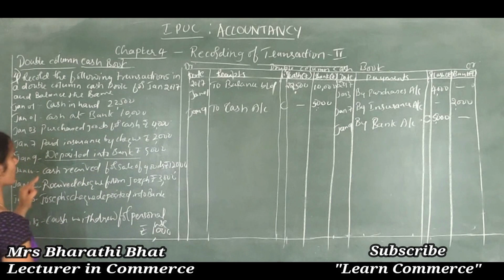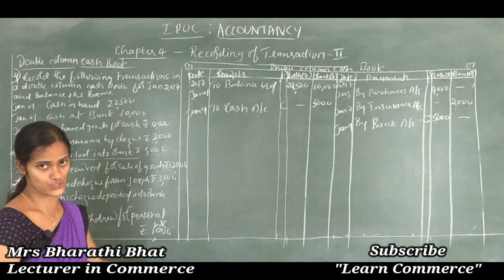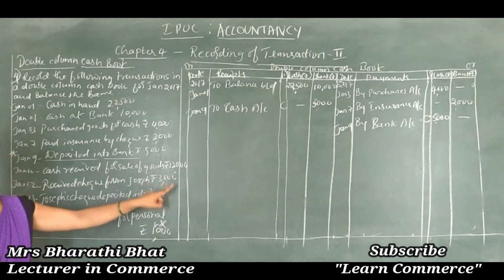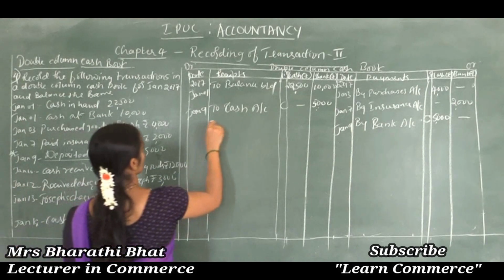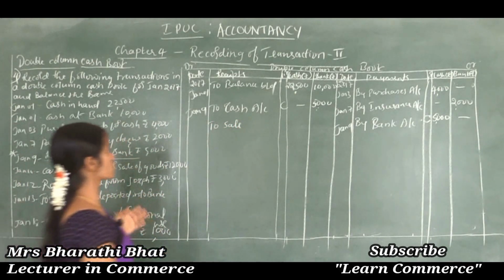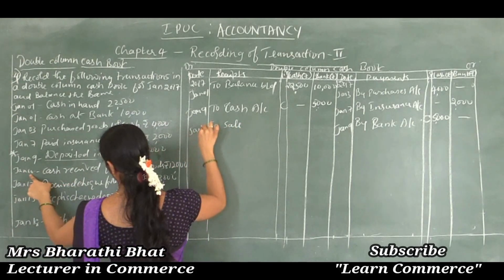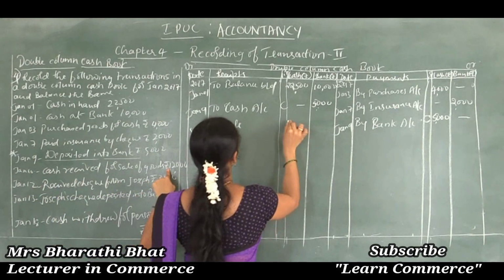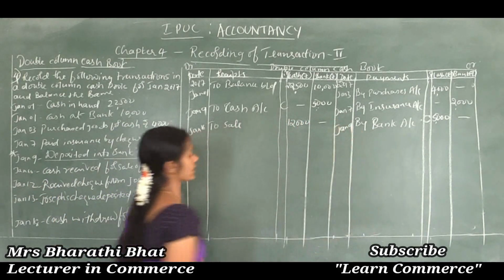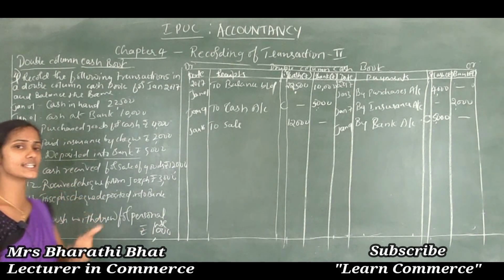Clear, right? And next one, cash received for sale of goods, rupees 12,000. Cash received for sale of goods. Okay, so for what reason did we receive cash? Because we sold something, that's why. So to sales, Jan 16, amount 12,000. We received cash, not check. So the amount goes in the cash column. And the next one, received check from Joseph. It's also very important. Received check.